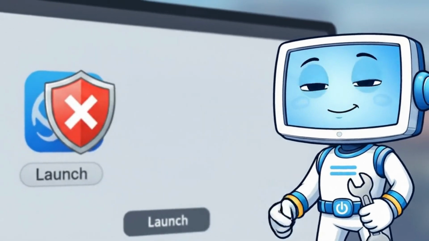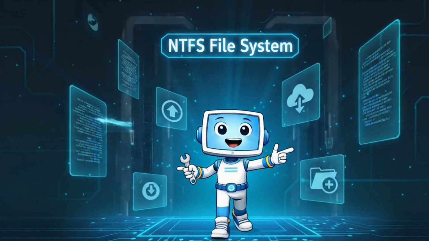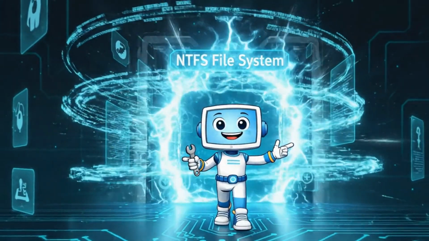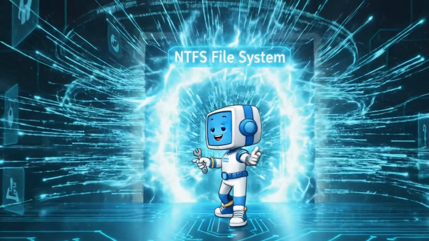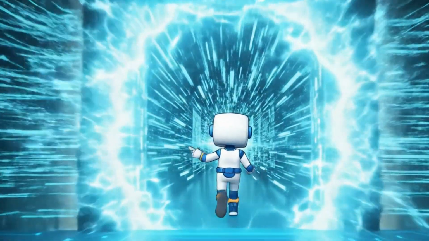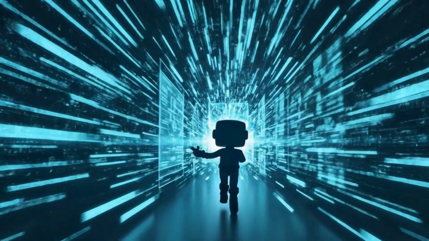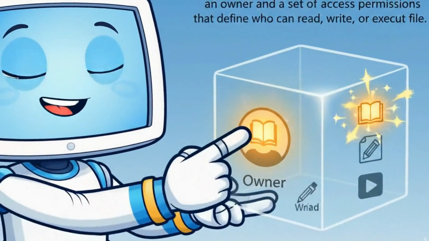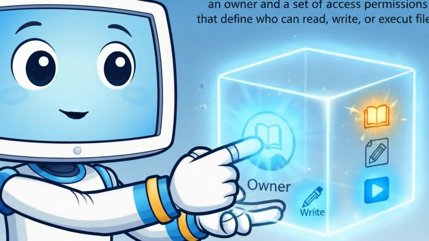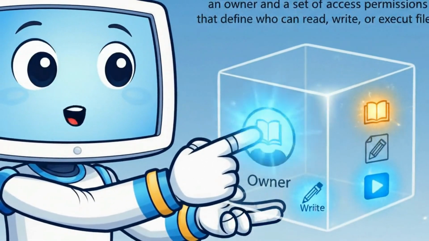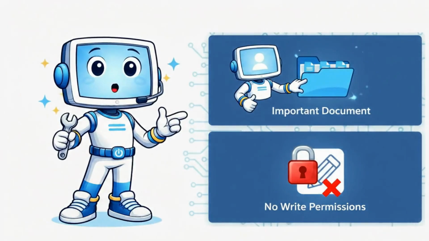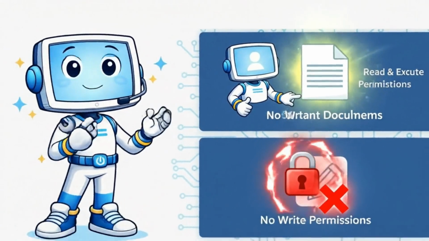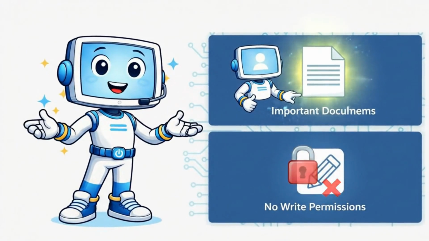To understand why this happens, we need to look at the NTFS file system, which is used on most modern Windows PCs. NTFS, or New Technology File System, is responsible for managing permissions, ownership, and file security. Each file and folder on an NTFS partition has an owner and a set of access permissions that define who can read, write, or execute the file. For example, a user might have read and execute permissions but not write permissions, which means they can open the file but cannot modify it.